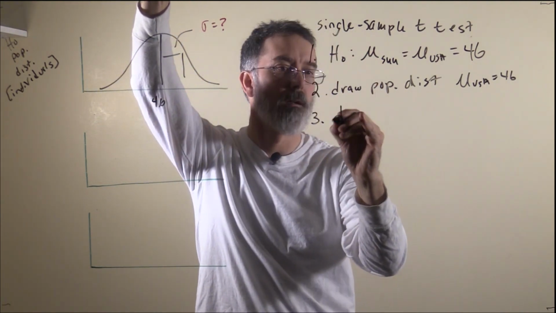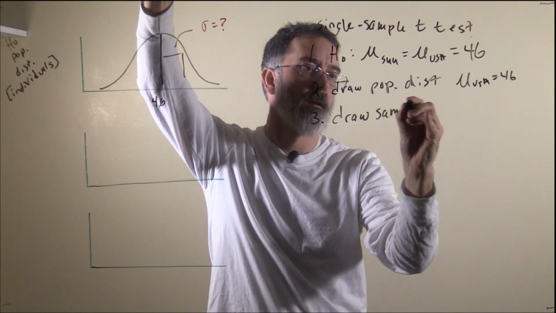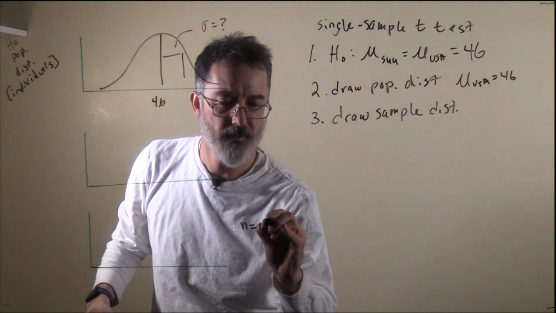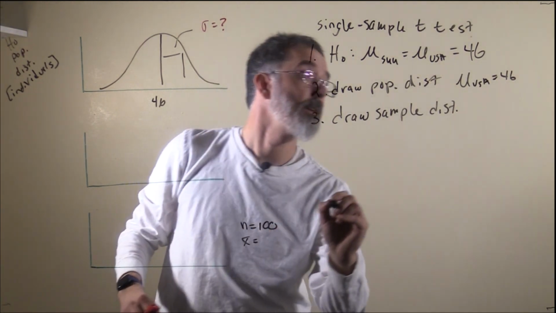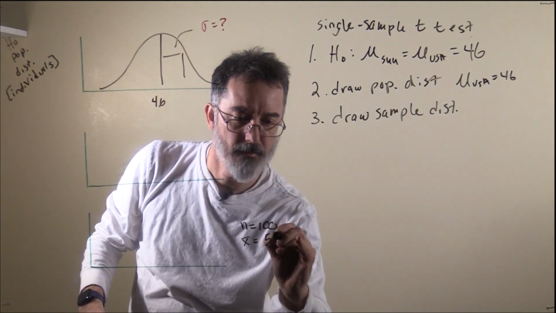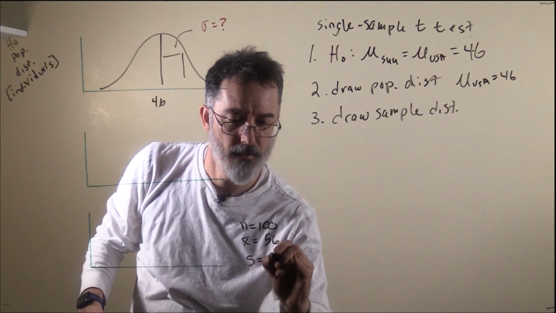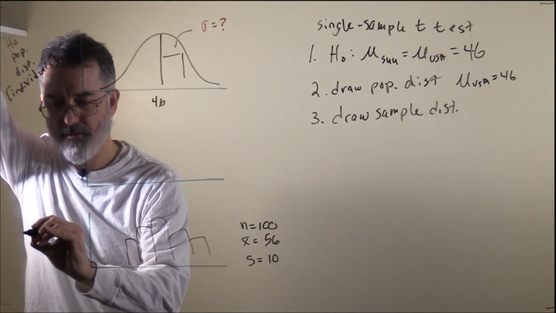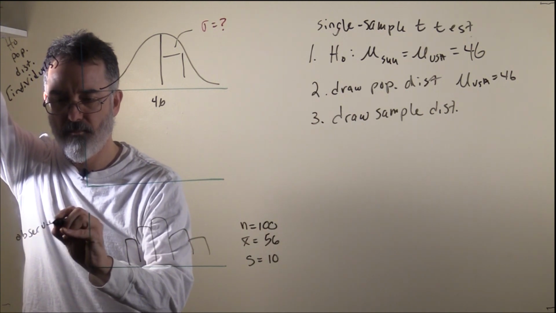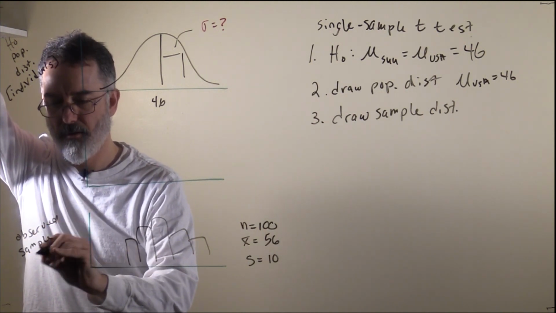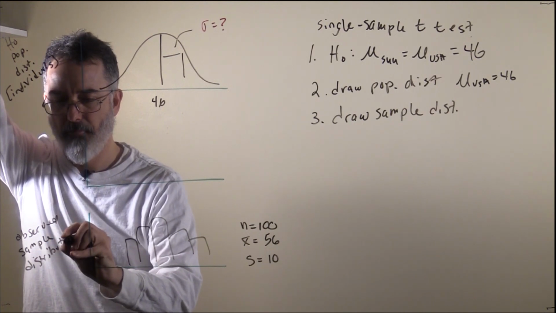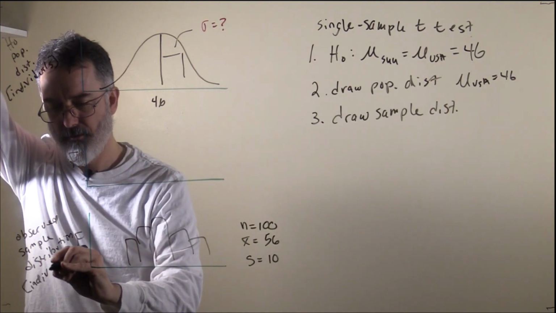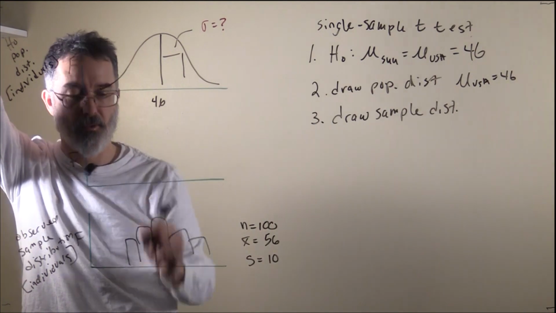All right, so the third step is to draw the sample distribution. In this case, we'll say the sample size is 100. The sample mean is 56, and the sample standard deviation is 10. And we'll say it looks something like that, right? So this is the observed sample distribution. And these are all frequency distributions, these are individuals, just like the population was.